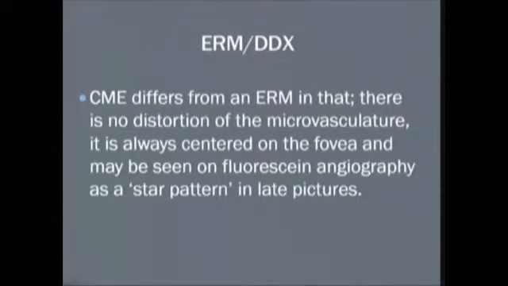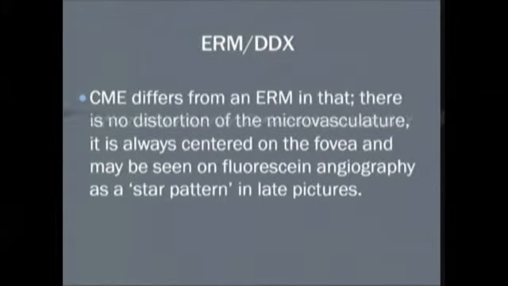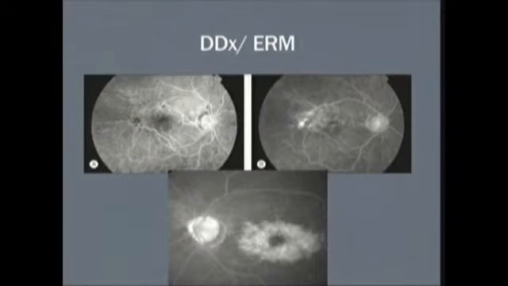Cystoid macular edema differs from epiretinal membrane in that there is no distortion of the microvasculature, and it's always centered on the fovea, as can be seen in the fluorescein angiography. So you can see here, this is the epiretinal membrane with distortion of the vasculature, and it's not centered. But in macular edema, it's centered, and there is no contraction of the blood vessels.